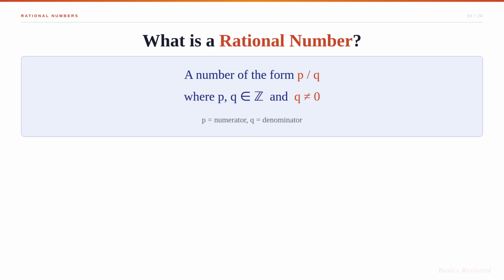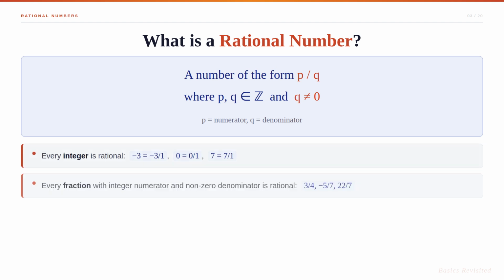A rational number is any number that can be written in the form p over q, where p and q are integers and q is not equal to 0. Every integer is rational. -3 equals -3 over 1, 0 equals 0 over 1, 7 equals 7 over 1. They all fit the p over q form. Every fraction with integer numerator and non-zero denominator is rational. For example, 3 over 4, -5 over 7, and 22 over 7.